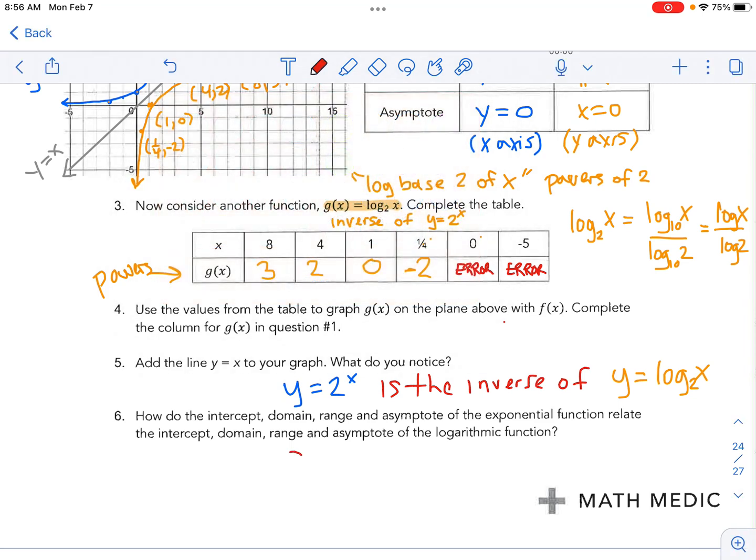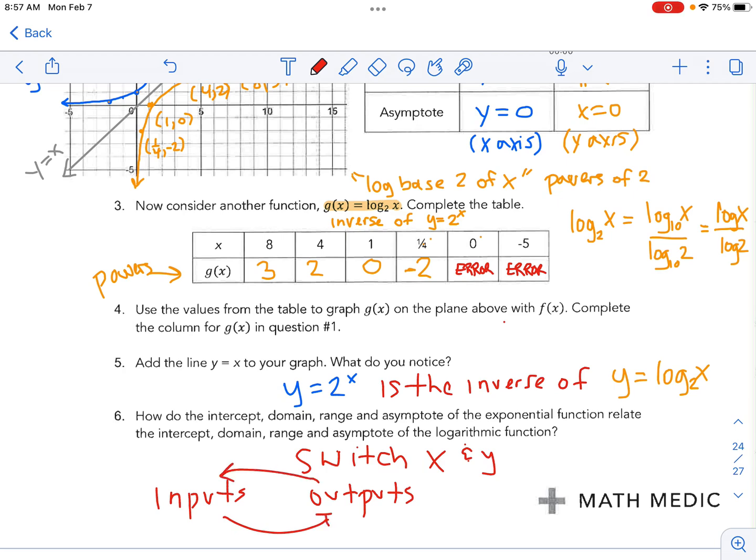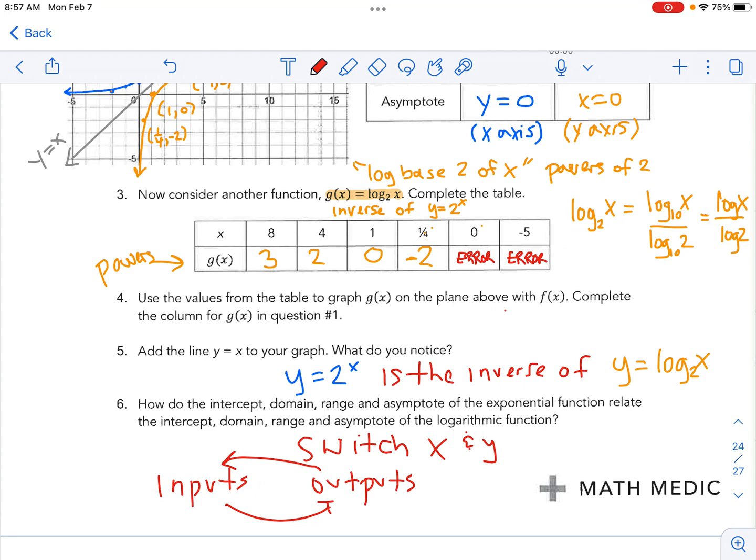So these all switch. We switch the x and y in those functions. And the other way to say that is inputs become outputs. So if we talk about inputs, x's, outputs, y's, right? Inputs become outputs and outputs become inputs.